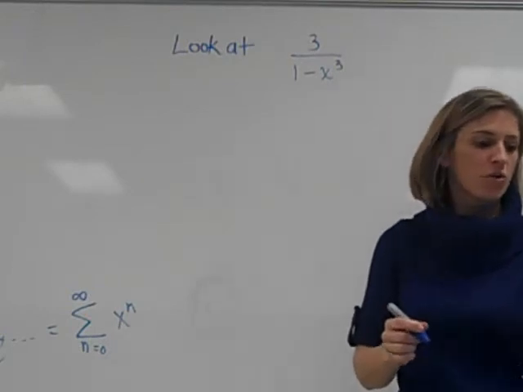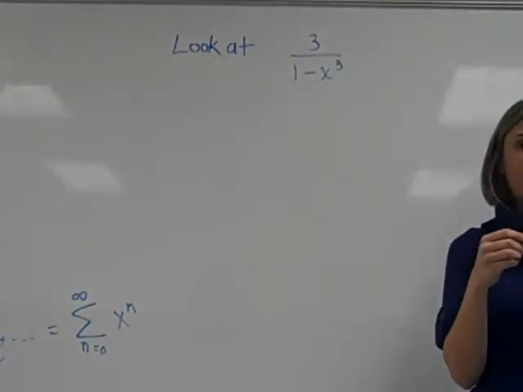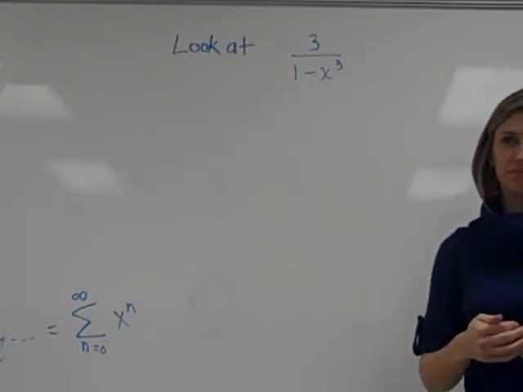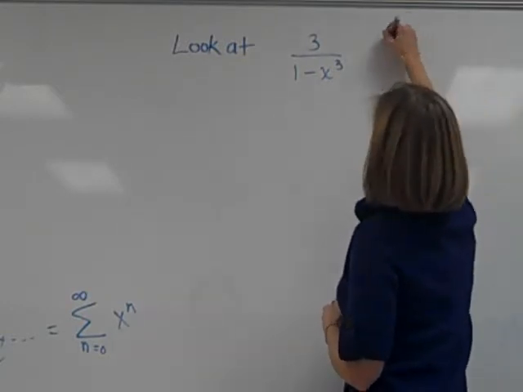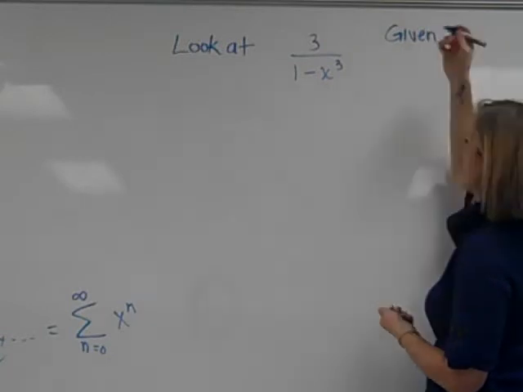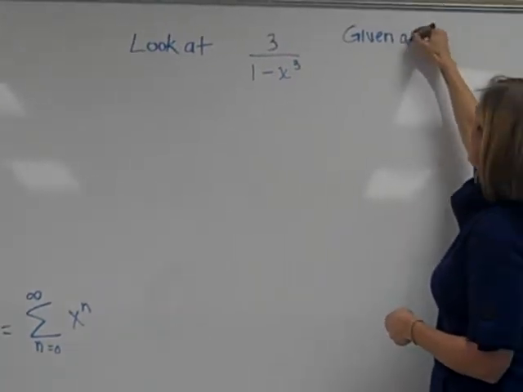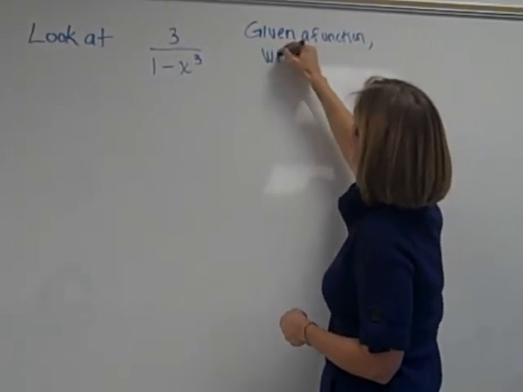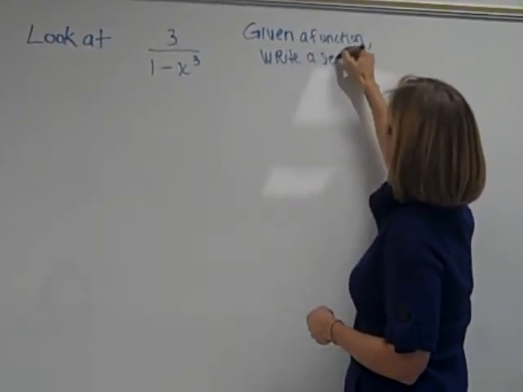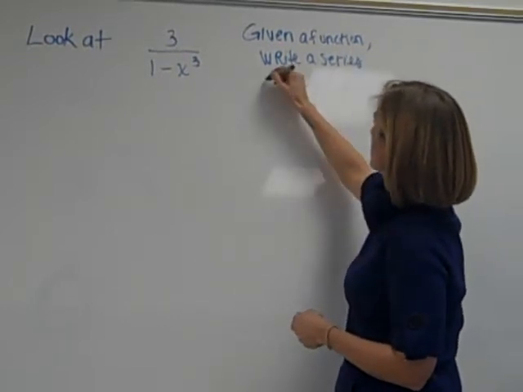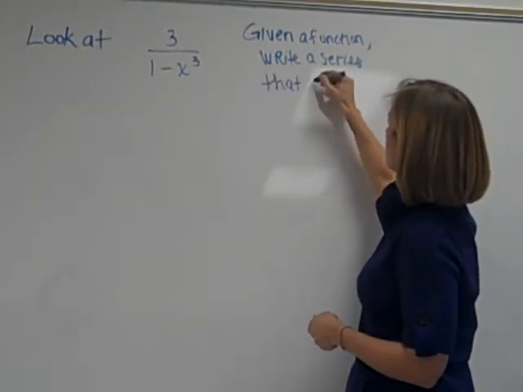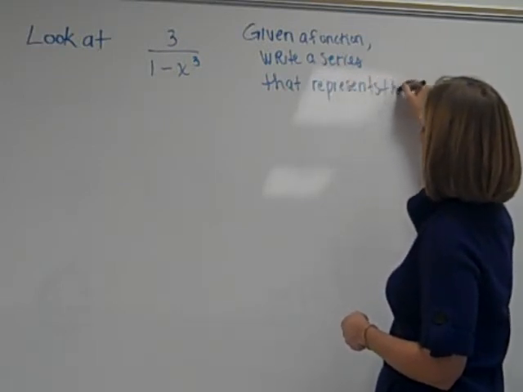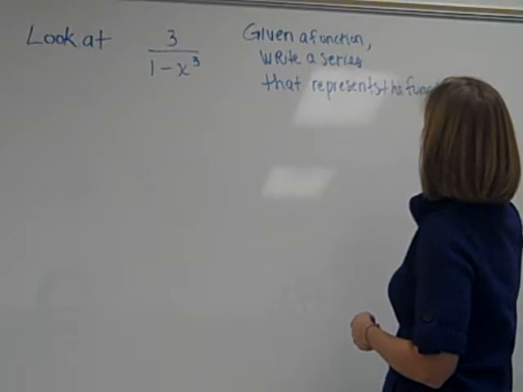Okay. So we start asking a question. Given a function, write a series that represents the function. Okay. So I'll try to write up a lot of what I say so that you can have it in your notebook. Given a function, we're going to write a series that represents the function, only between -1 to 1.